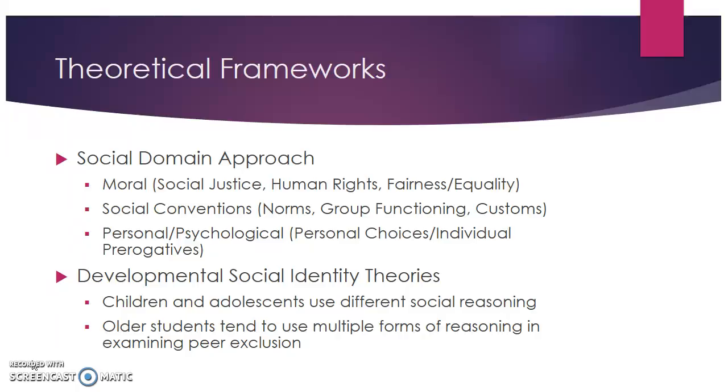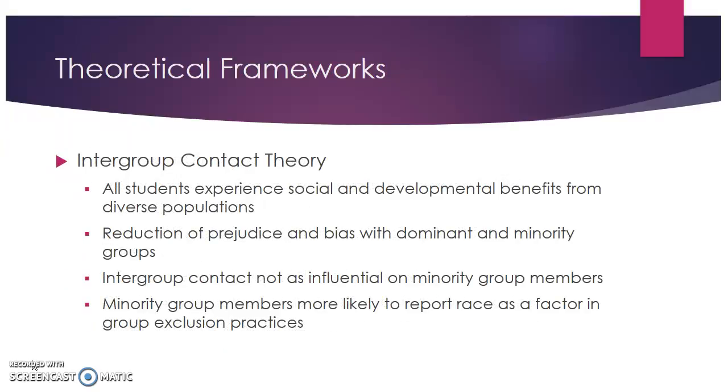And another framework that they utilized was developmental social identity theories, where children and adolescents use different social reasoning. For instance, older students tend to use multiple forms of reasoning when they're examining a situation where they're being excluded from their peers. The researchers also utilized intergroup contact theory, where students experience social and developmental benefits from diverse populations. There's a reduction of prejudice and bias with dominant and minority groups when there is a very diverse environment. Intergroup contact is primarily social contacts between minority students and non-minority students.